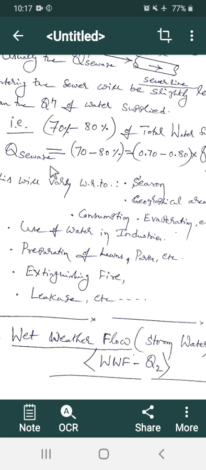If you consider all these, then we can design very easily by knowing the rate of water supply.